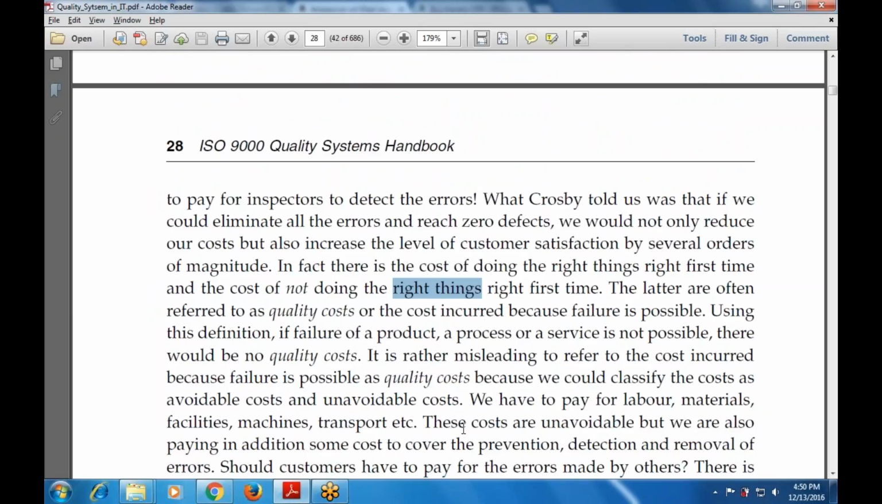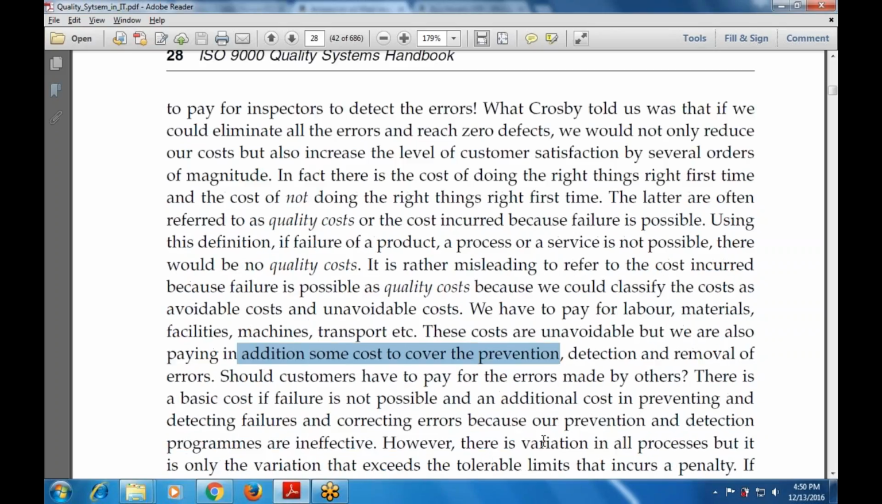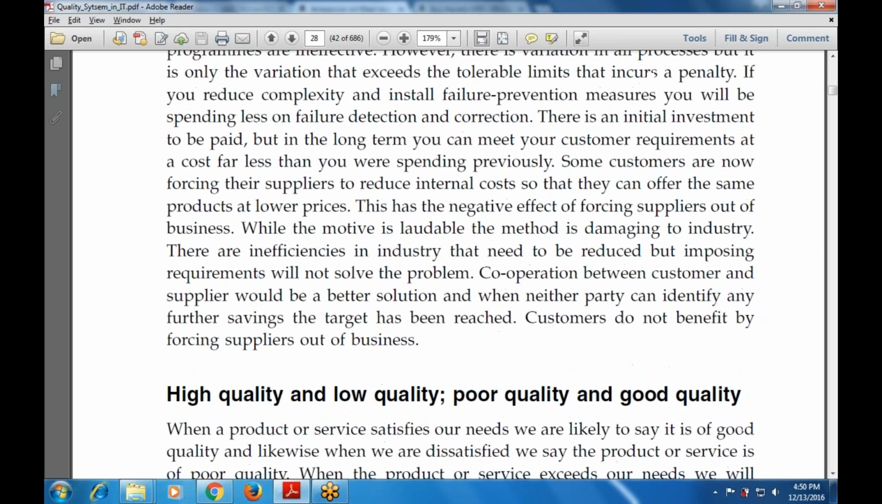So there is quality product, quality cost that is available, and these costs are unavoidable, but we are paying in addition some cost to cover the prevention, detection and removal of errors. Should the customer have to pay for the errors made by others? There is also a basic cost if failure is not possible, and additional cost in preventing and detecting failures and correcting failures, because our prevention and detection programs are very ineffective in terms of correcting errors.